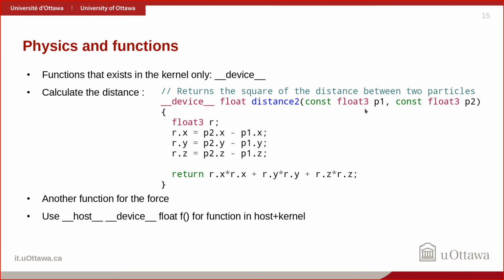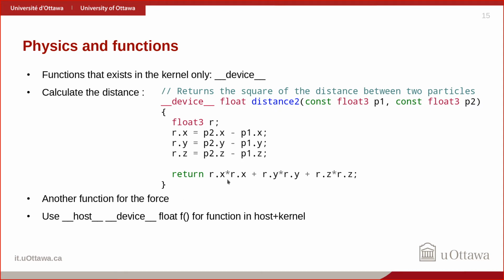It calculates the distance between two particles. So float3 is a data type in CUDA. It contains x, y, and z, so that it indicates the three-dimensional position. Then r is the distance between those two particles: the difference between the x coordinates, the difference between the y coordinates, the difference between the z coordinates, and then I calculate the squared magnitude of that vector, and that's what I return. So this is a function that calculates a distance, exists only on the GPU, and can be called from your kernel. And we have another function that does something similar for the force.